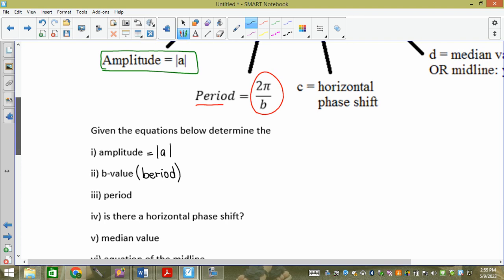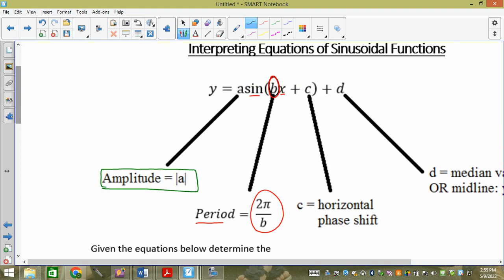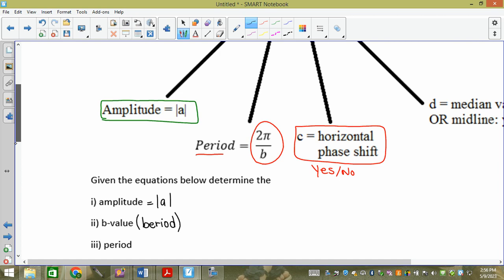Okay, the C value: if there is a C, there is a horizontal phase shift. We're just going to say yes or no. The great thing is we don't have to find it, and you don't understand how crappy this is to find. So just trust me that this is the best gift you could ever be handed, to not have to find the C value. If there is a C value, there's a horizontal phase shift, which means it's been moved to the right or the left. Okay? So let's look here.